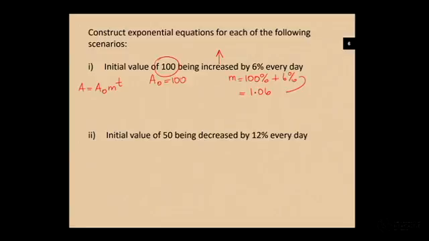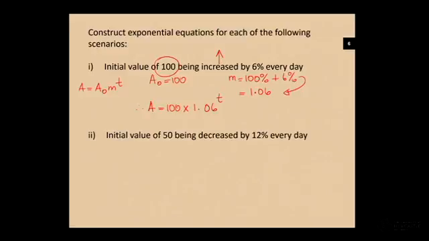So that's what that's told me. Okay? I found my a0. I found my m. I think I can find the exponential equation. So it says a will equal 100 times by 1.06 to the power of t. That means I could use that now, okay?